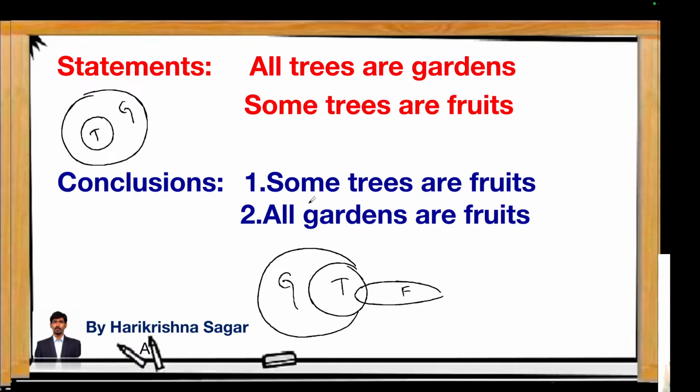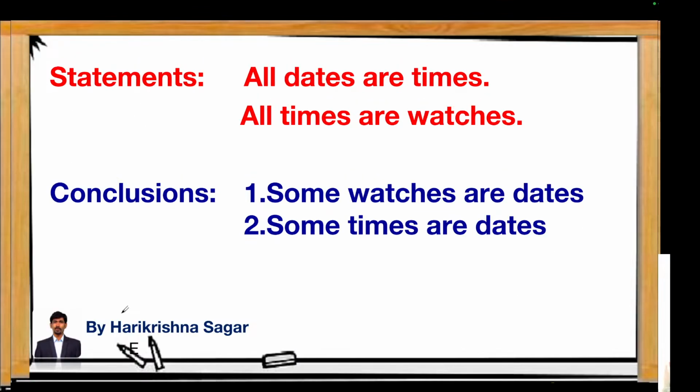So you are done with the diagram. Some trees are fruits. So is that true? Yes, it is true. So all gardens are fruits. So these gardens are not fruits. It's wrong. So you can conclude that only conclusion 1 will follow. Only conclusion 1 will follow. So like that. Okay. Hope you understand. So that is what a syllogism is.